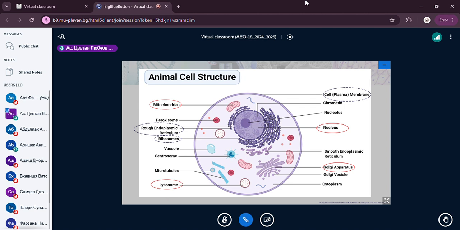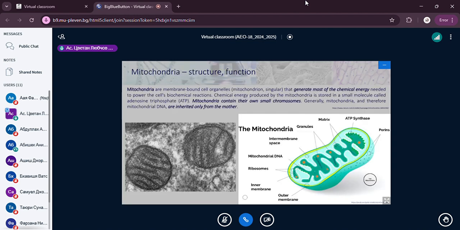Of course, starting with mitochondria, guys, is a very interesting area. This is the place where the energy is produced in the cells. As you're going to know, this is very important.